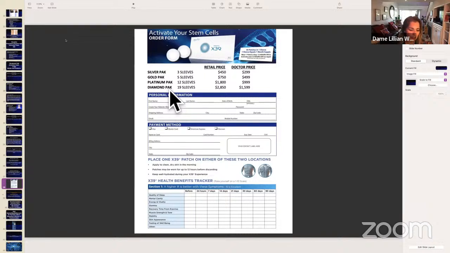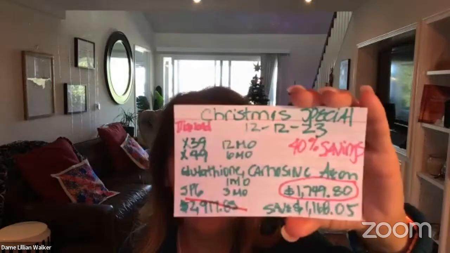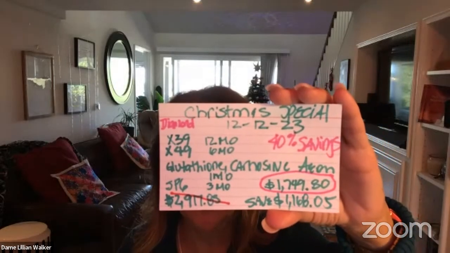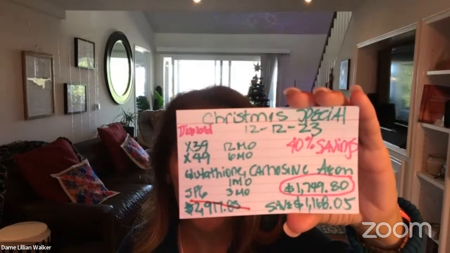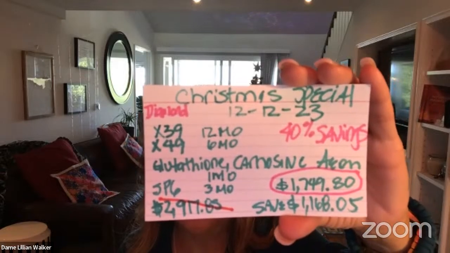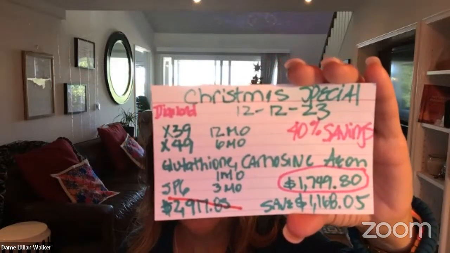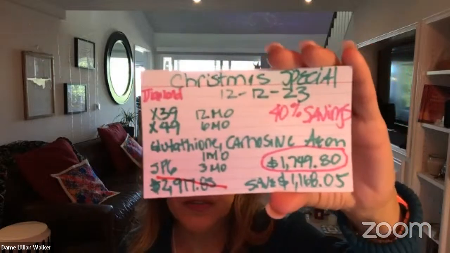In this diamond pack right now, there's a Christmas special, but that's only available through people like yourself or me. People can't get that directly through the retail site. I'll stop my screen share so it's a little larger and people can see it. I probably should create a graphic for this because I took notes to write it all down, but basically they're getting 12 months of the mother stem cell activation patch, and 6 months of the daughter. Then they get glutathione, carnosine, and Eon, plus 3 months of SP6, which is your neurology, digestive system, and hormonal system patch.